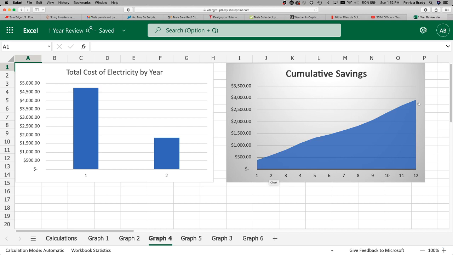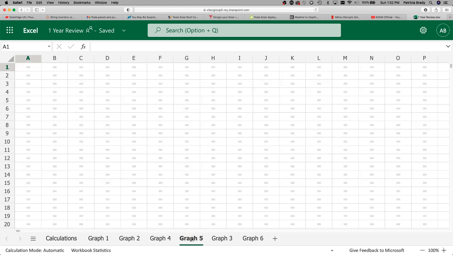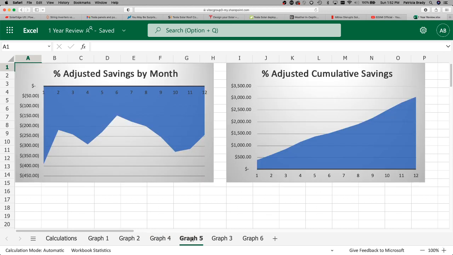Interestingly, it's pretty consistent. It doesn't ramp as much during the summer like I expected it would. And then if we go to the pair of graphs on graph number 5, you can see that if we take into account our lower usage, our potential savings would have been a little bit higher, but only barely. We're really just talking about a couple hundred dollars over the entire year.